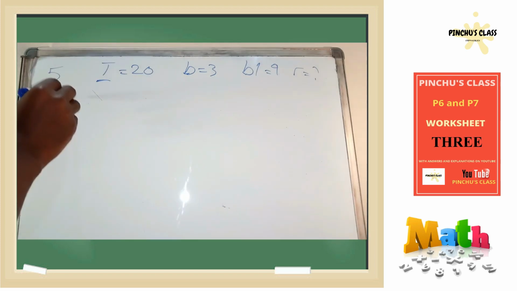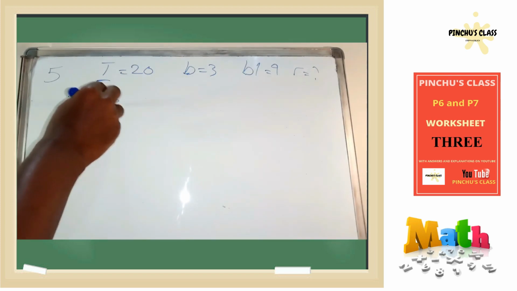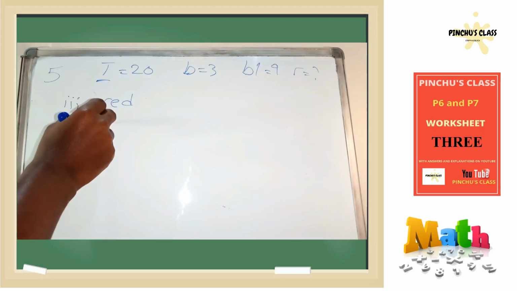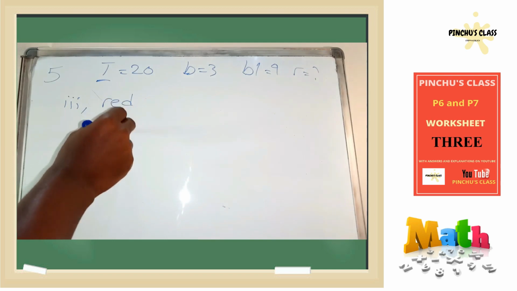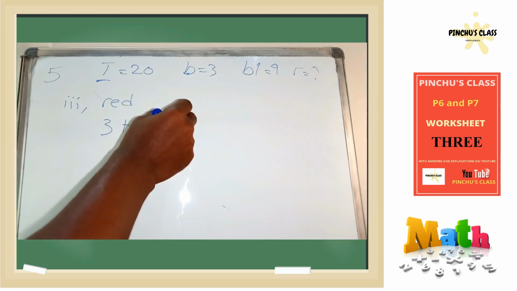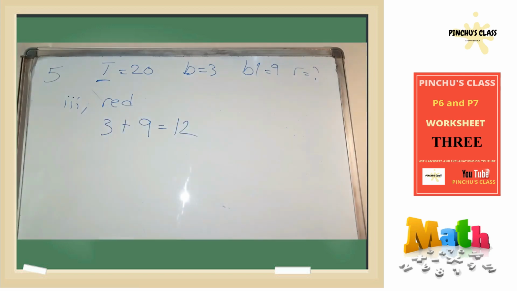Then Roman 3 is red, right? Now we don't know the number of red pens. What do we do? We are going to first find the number of red pens. How do we do that? First of all, we are going to add the number of blue pens plus the number of black pens, and we shall get 12. Now that is the total number of blue and black.